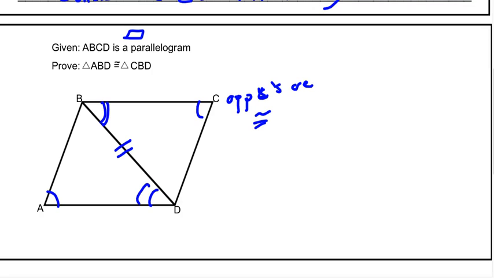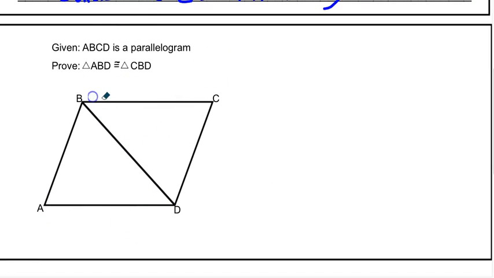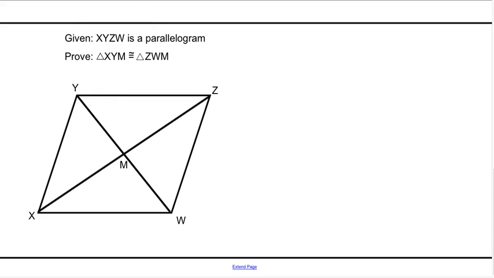As I'm saying, I'm just showing you one way to do it. You should be able to do it in many different ways. There's many different ways to use a parallelogram to do a triangle proof, and every single way is right. All right, let's try another one. What we know is XYZW is a parallelogram, and we want to prove that these 2 triangles, XYM and ZWM, are congruent. So these are the 2 triangles we're working with.